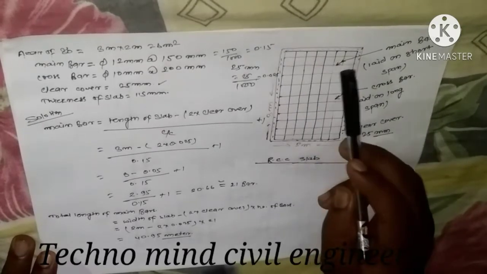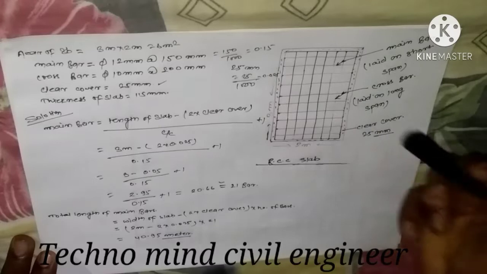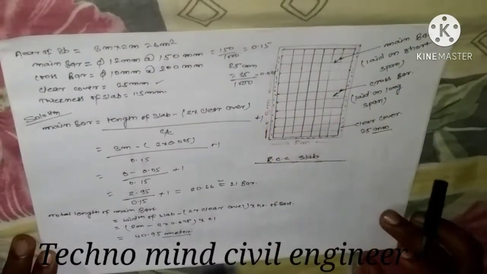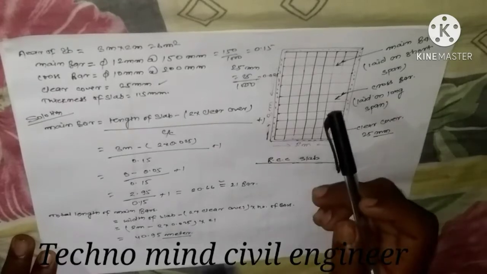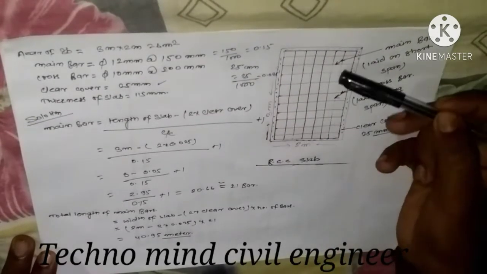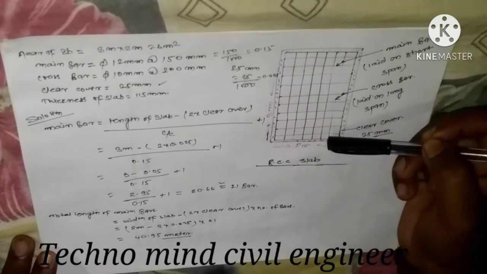The bar which is laid in the short span is called the main bar. The bar which is laid in the long span is called the crossbar.